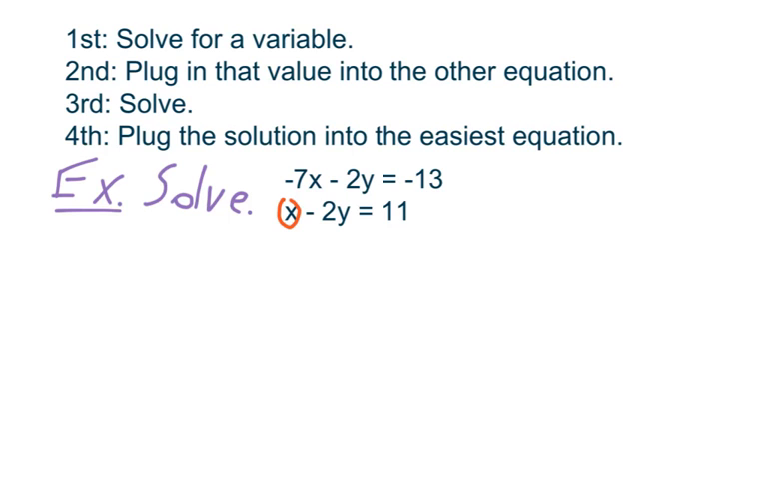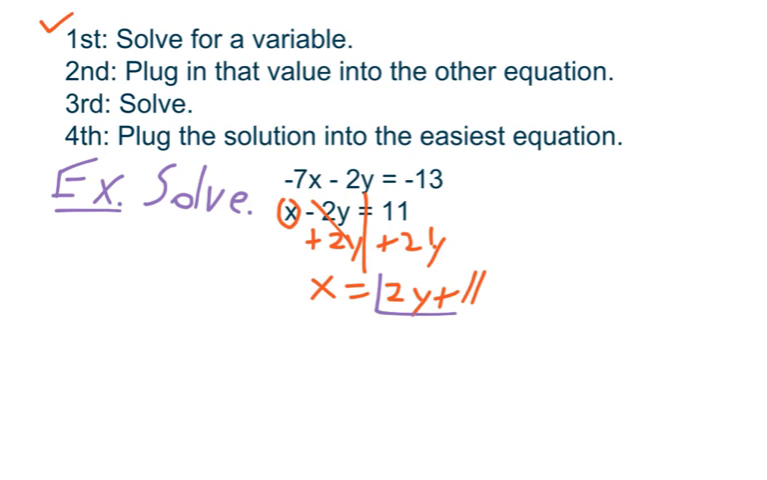So I'm going to solve for that x. To get x by itself, I need to get rid of the 2y. So I have a minus 2y, so I add 2y to both sides. Now those are not like terms right here, 2y and 11, so I'm just going to bring them down. So that's x equals 2y plus 11. So I'm done with my first step. I have it solved for x.